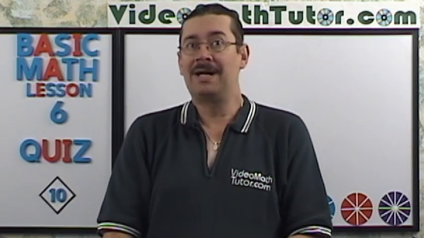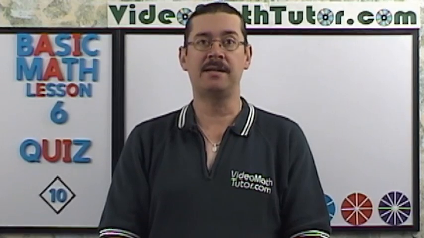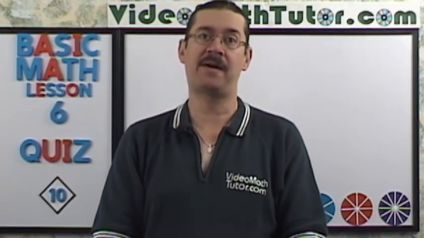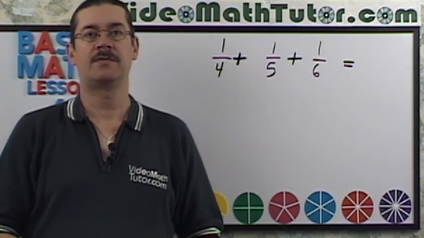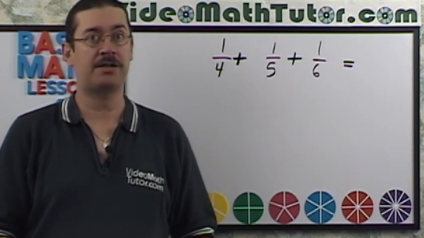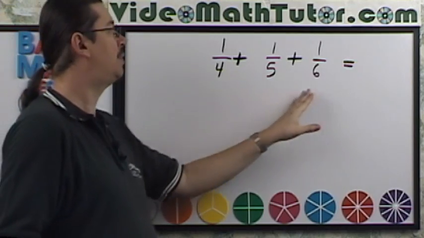Well, we need to figure out what exactly has been shaded. So I need to actually add up those fractions. So let's do that first. And now we want to actually add up our fractions. We have a 4th plus a 5th plus a 6th.